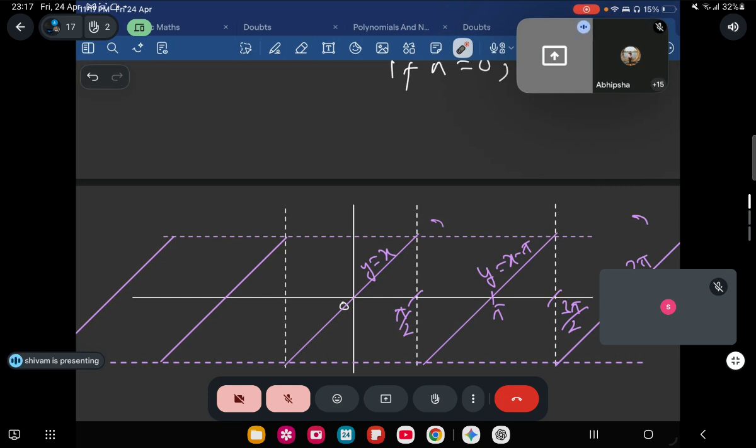Okay. Adrija, Aisha, we know that the slope of all the branches will be 1. Slope will be 1. Yes or no? Yes. Now my task is to find out the range of each and every branch. Now, the range of the function is from minus pi by 2 to pi by 2. Right, tell me. Yes, sir.